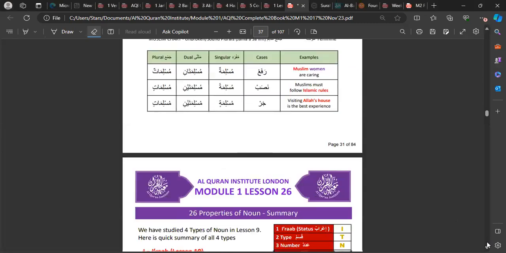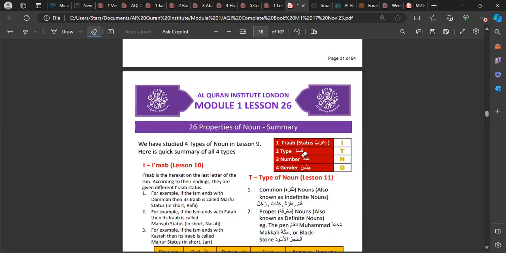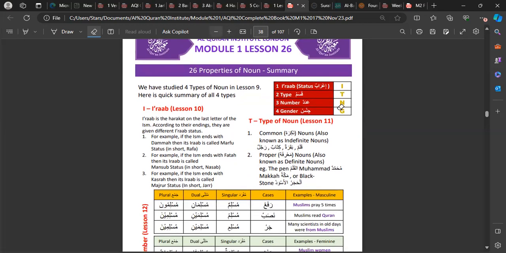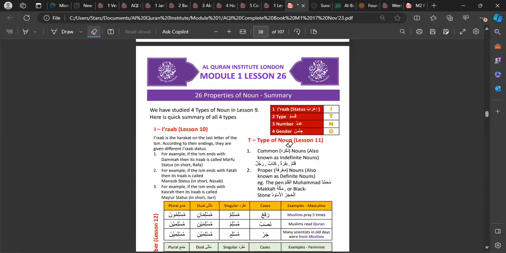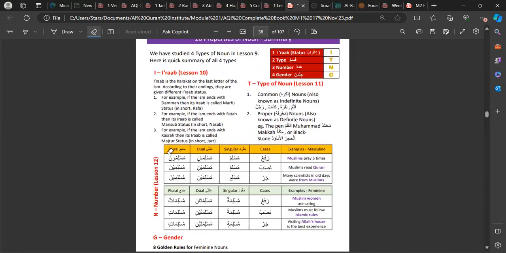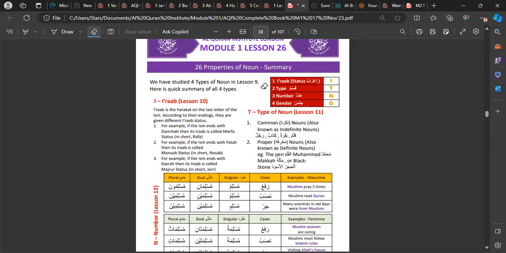So, the next one, we have a revision of the properties of noun. So a summary revision. This is all things that we have gone through before. What I would like to do in today's lesson is someone to teach each of the 4 characteristics. So someone teach i'rab, someone teach type, someone teach the Muslim chart or number, as we just covered, and someone teach gender. So I'm going to get you guys to teach 4 lessons in a quick 2-second summary.